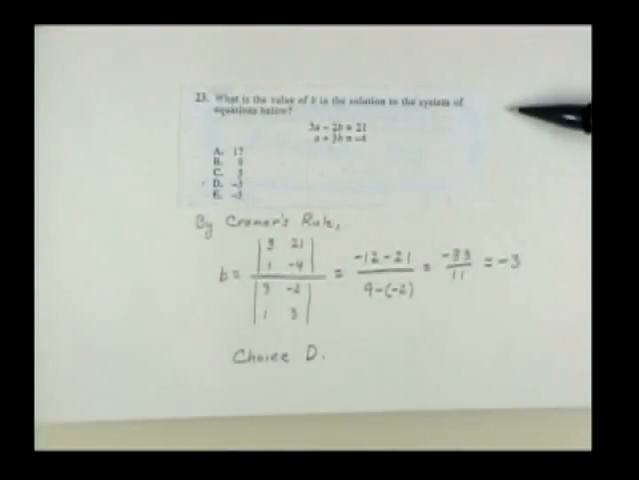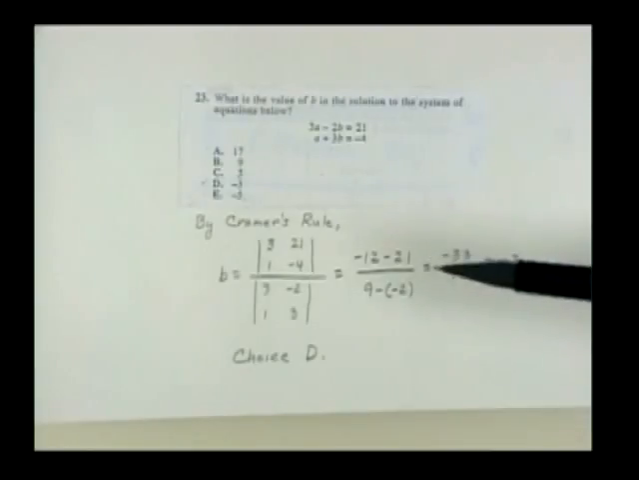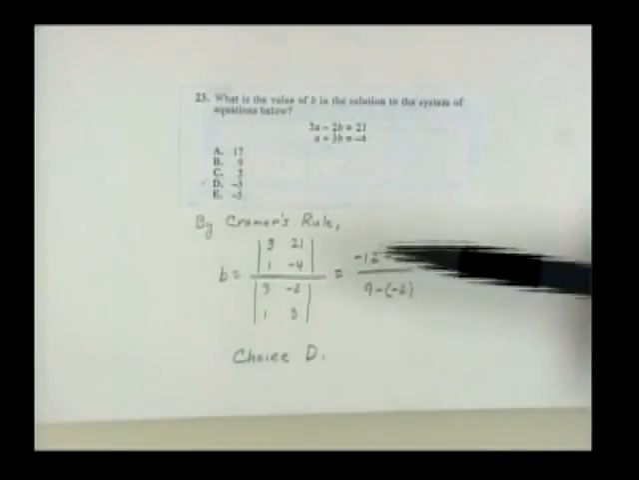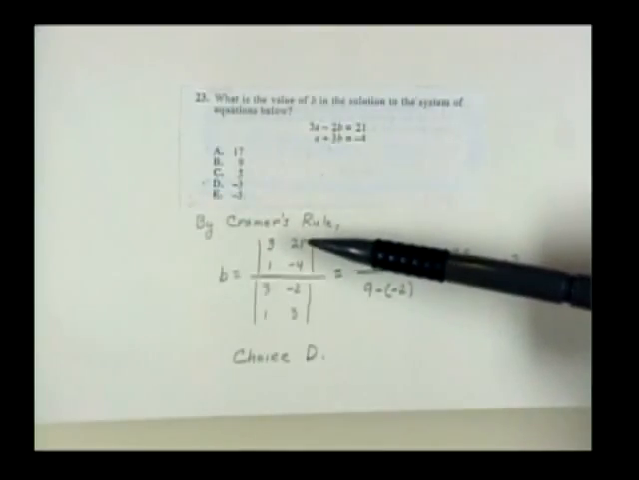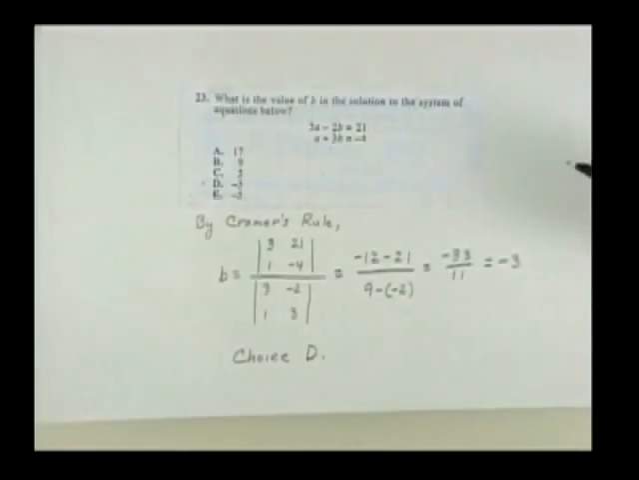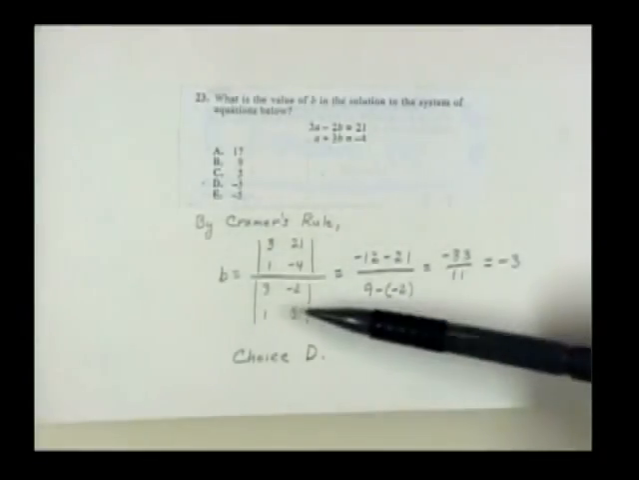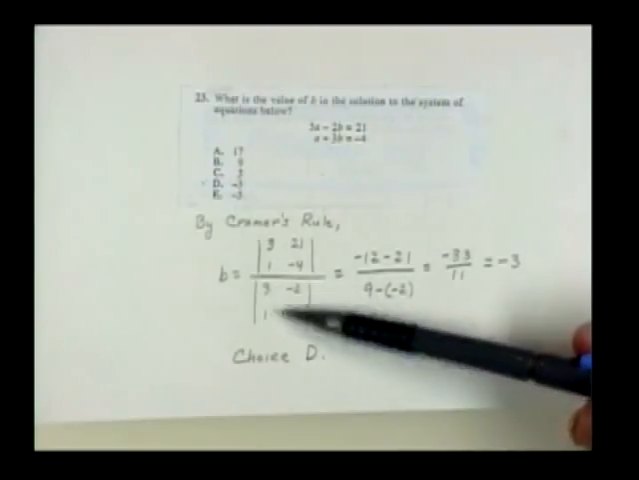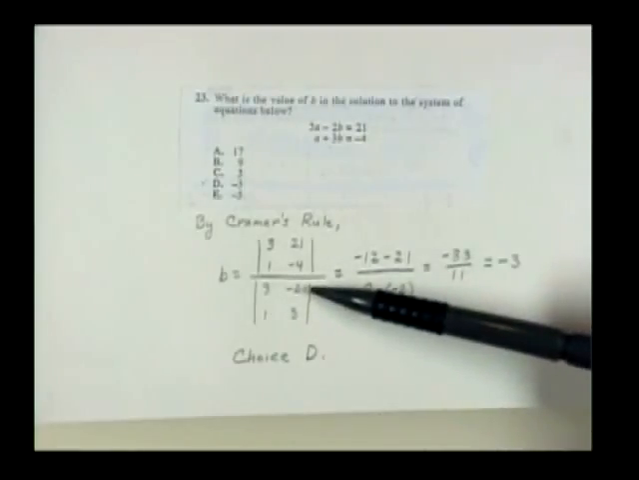What is the value of b in the solution to the system of equations below? The system is 3a - 2b = 21, a + 3b = -4. By Cramer's rule, b equals the quotient of two determinants. The top determinant has in the first column the coefficients of a, and in the second column the constants from the right-hand side of the system. The lower determinant has the first column as coefficients of a, and the second column coefficients of b.